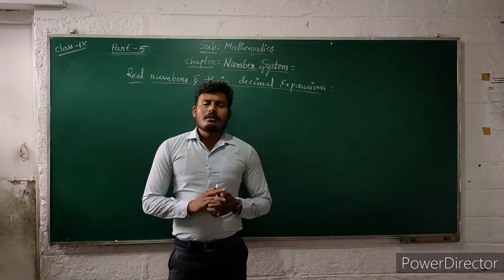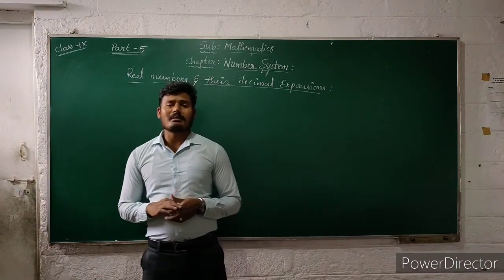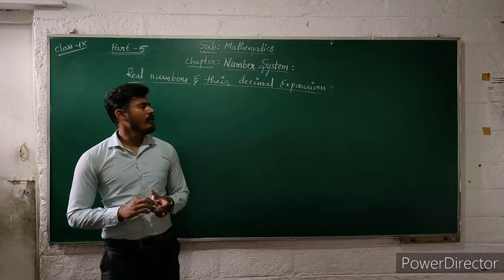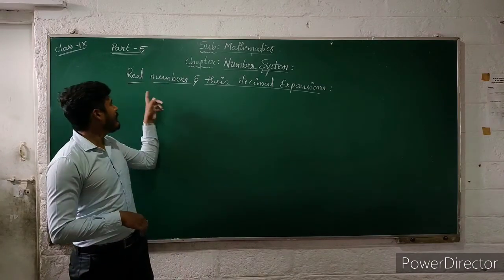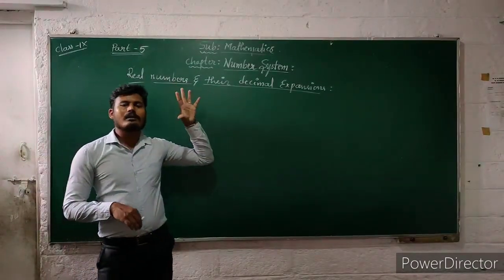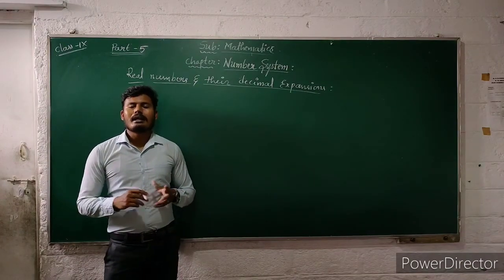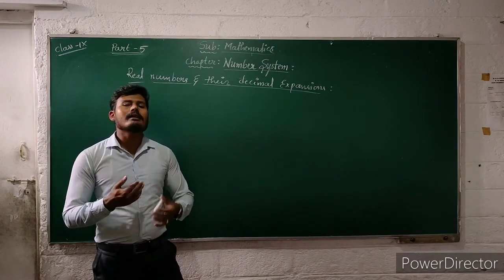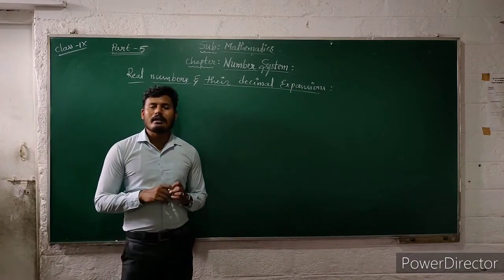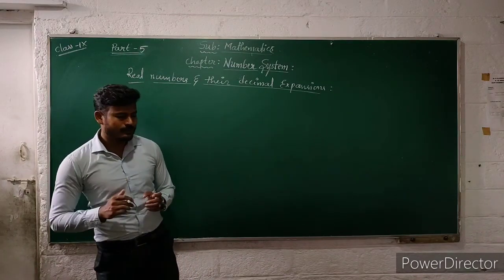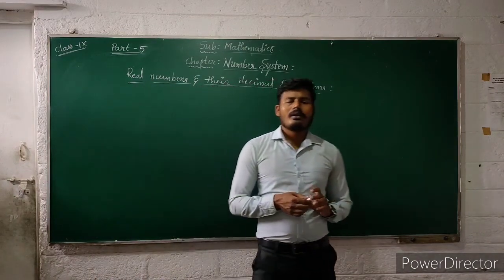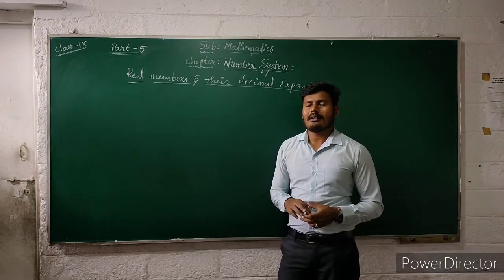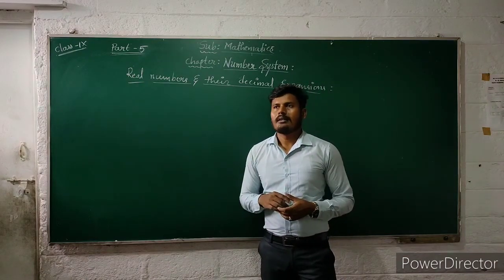You already know about decimals and decimal expansions from the previous year. Now we are discussing real numbers. You already know about real numbers. Real numbers are nothing but the collection of rational and irrational numbers. There are a variety of decimal expansions in the division process.